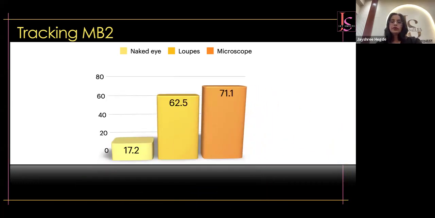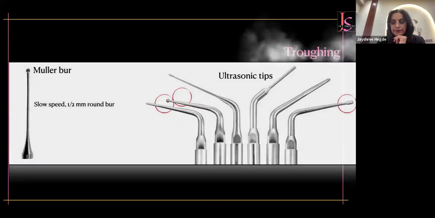And this tracking of MB2 was possible only in 17% of the cases when you don't use a loupe. When you use a loupe, 62% of the people could find the MB2. While with a microscope, it jumped to almost 71%. So this slide shows you that it is important to use magnification in your endo practice.